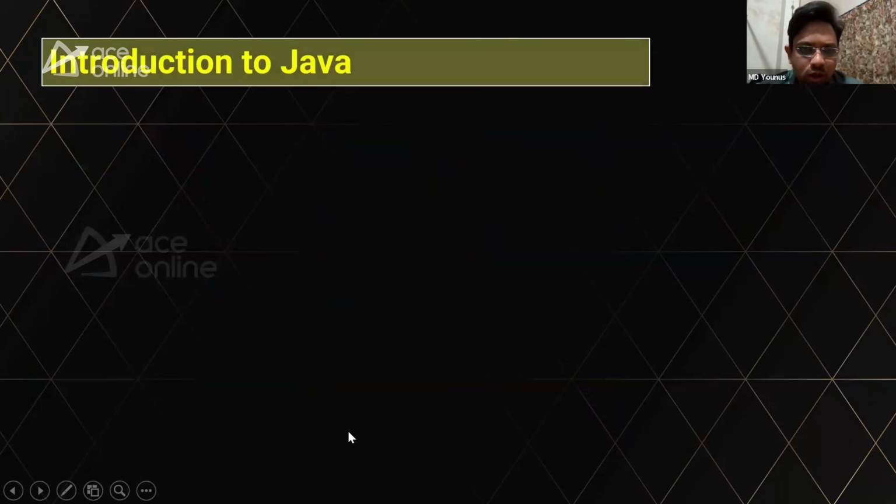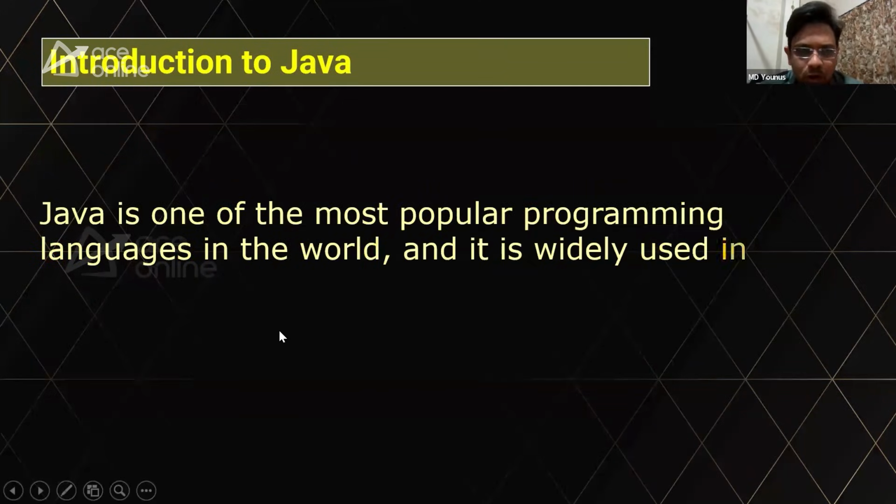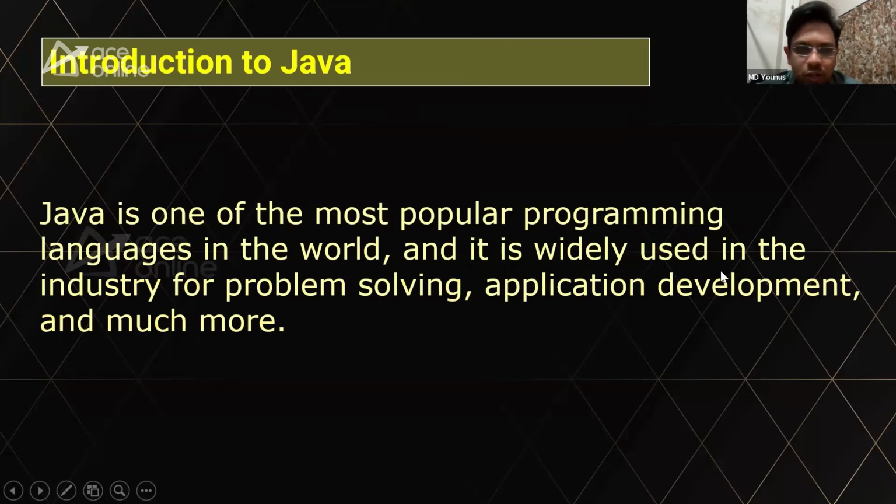As you all know, Java is one of the most popular programming languages in the world, and it is widely used in the industry for problem solving, application development, and much more. Let me tell you why it was majorly used in development. Java is used not only for development, it is widely used in problem solving as well. For competitive coding, interviews and placements, the selection of language is very, very important.